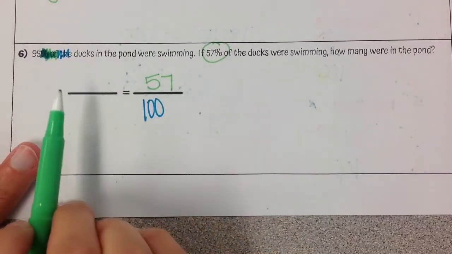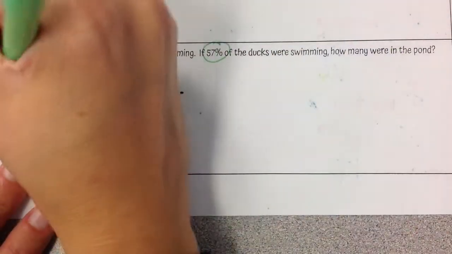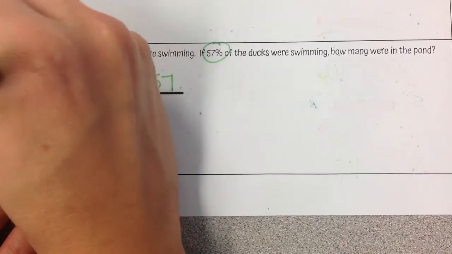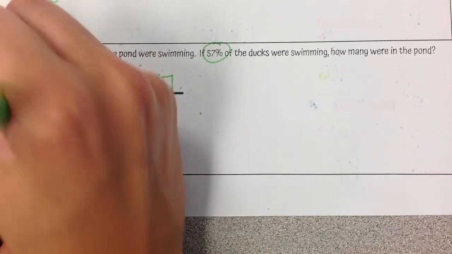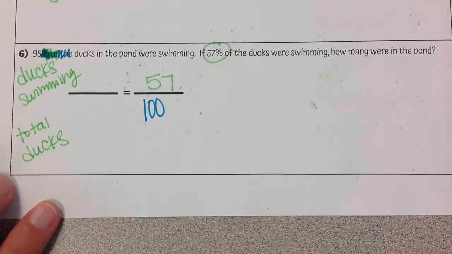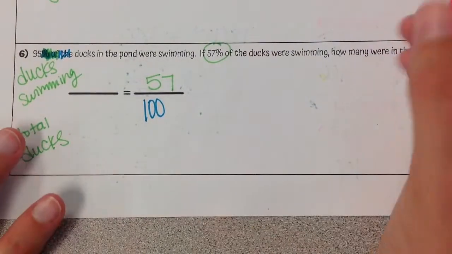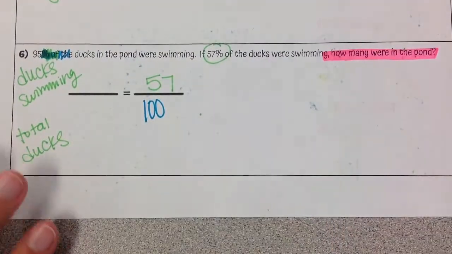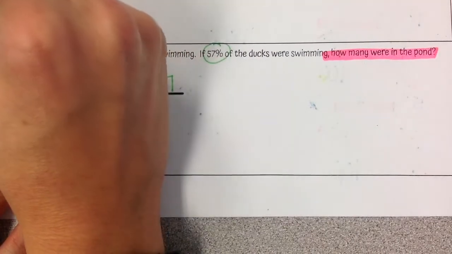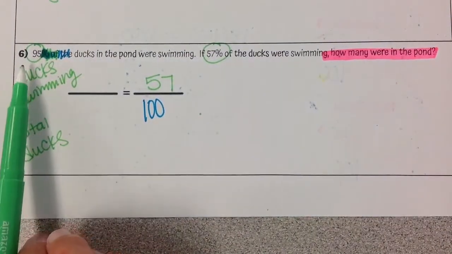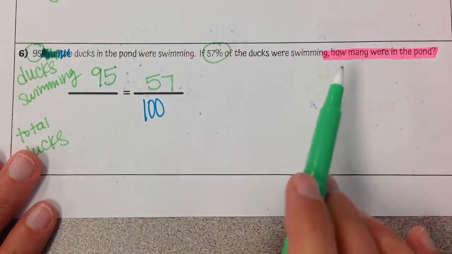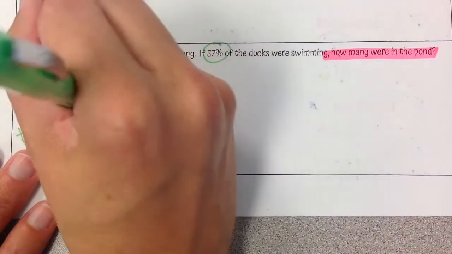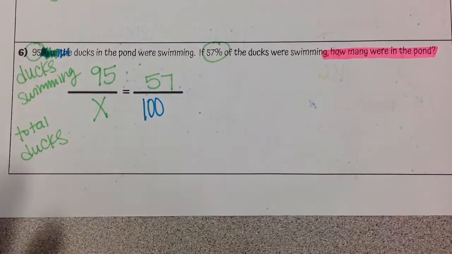So we're looking at, what are we comparing? We're comparing ducks swimming to total ducks. So let's think about, what is the question asking us? How many were in the pond? Plus, what is that other number telling us? So 95 ducks were swimming. Is that some of the ducks or all of the ducks? Only some of them were swimming, so that is our part, which means we're solving for the whole. How many were in the pond? We don't know how many total. That's what we're solving for.